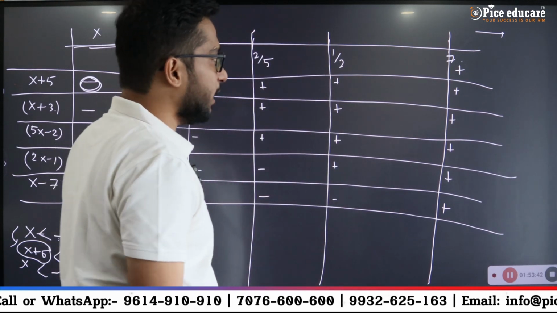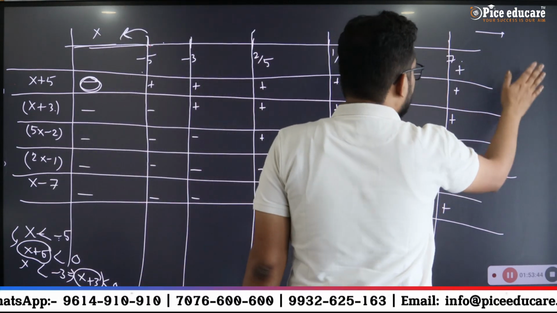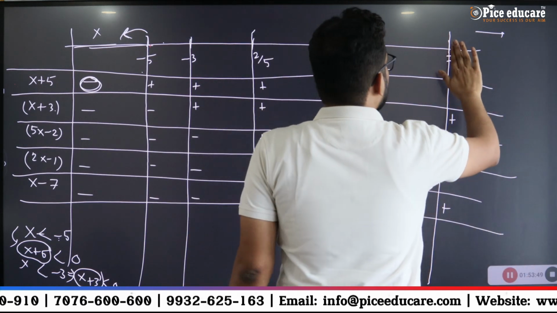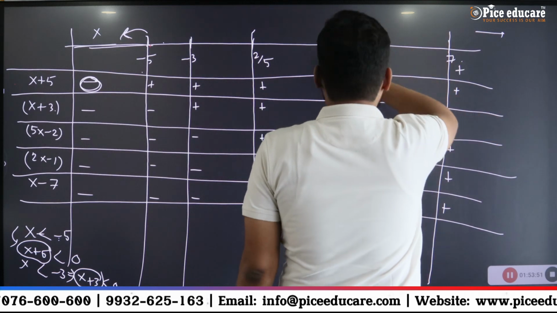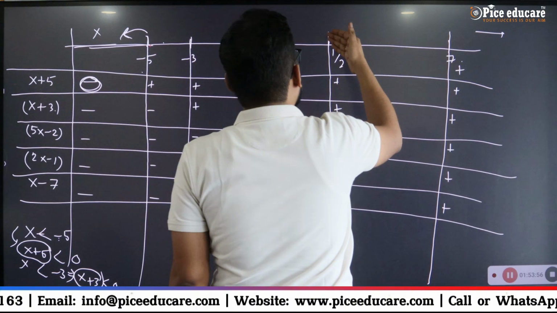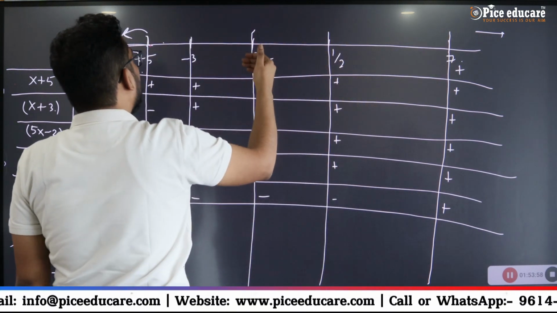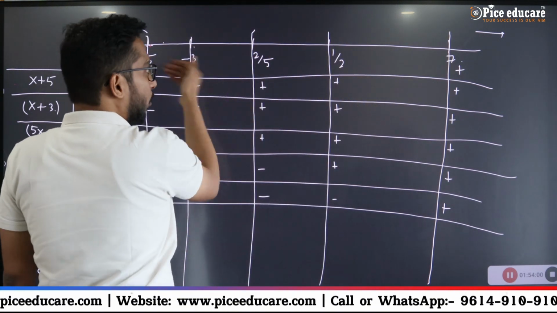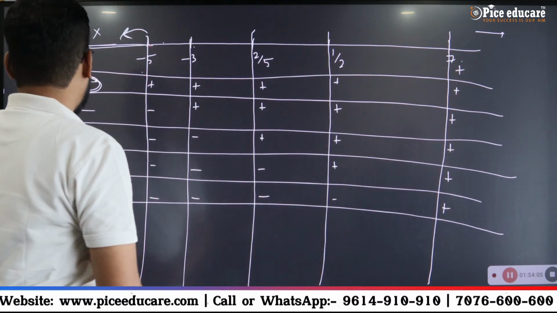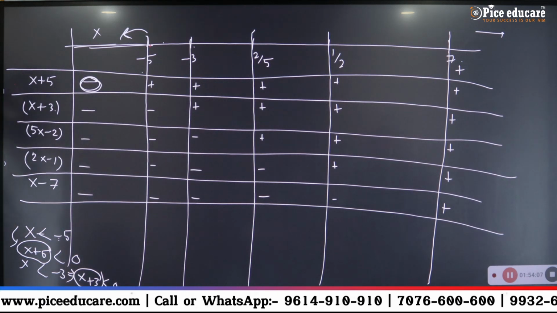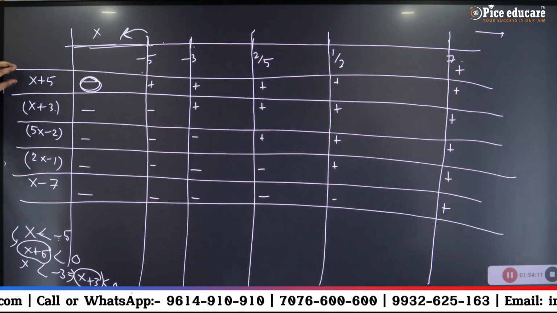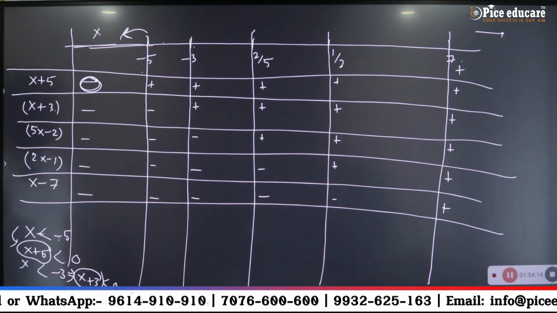Everything is positive. Why? Because if my x is bigger than 7, x minus 7 will be positive. So if my x is bigger than 7, the biggest one among all these quantities, then of course x will be bigger than half, of course bigger than 2 by 5, of course bigger than minus 3, and so on. So in that case everything will be plus. So up until now, I have just taken the factors. Now what?